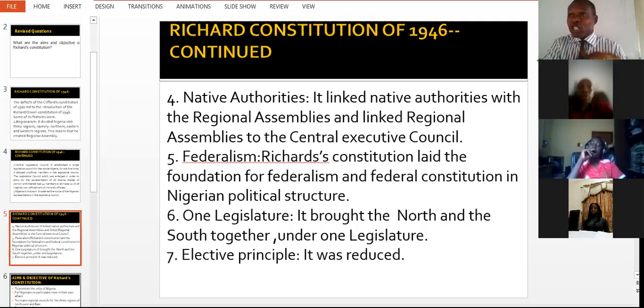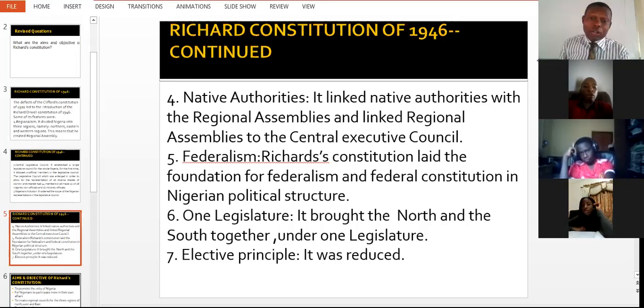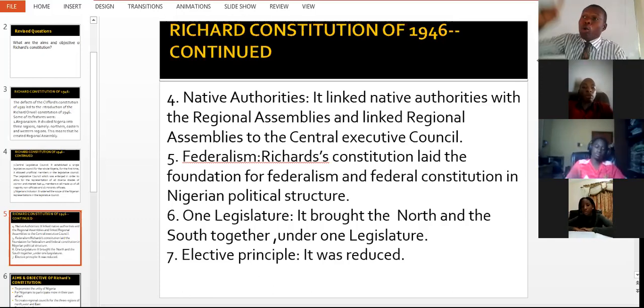So if they ask you when the time comes for you to write WAEC, which of the colonial masters laid the foundation for federalism, you should know that it's Richards. He laid the foundation. But when we go further, to the Lyttleton Constitution, that one gave true federalism. Because even Richards had his own criticism. Lyttleton actually gave true federalism. As we go further, you see the difference.